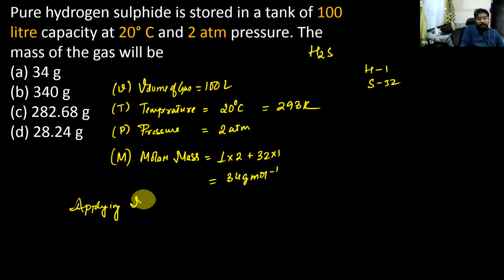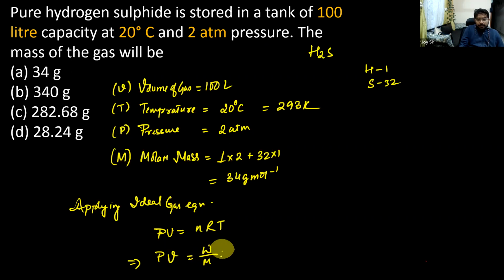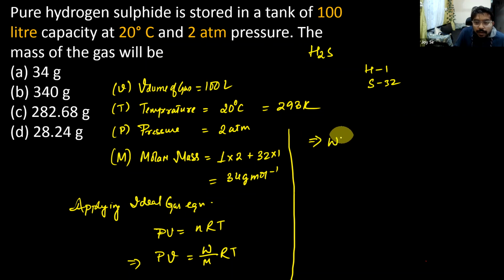Applying the ideal gas equation, what do you find out? PV is equal to nRT. So from PV is equal to nRT, we can write n, the number of moles, as W by M. So PV is equal to (W by M) RT, which becomes W RT by M is equal to PV.